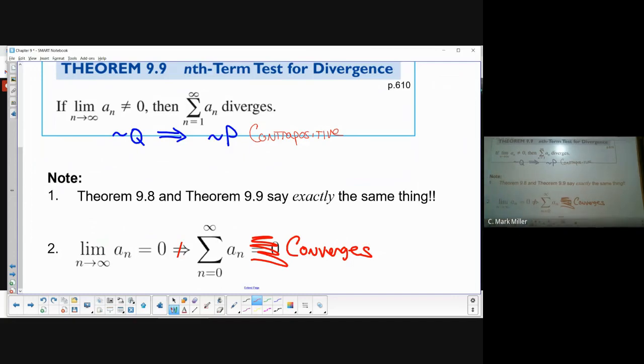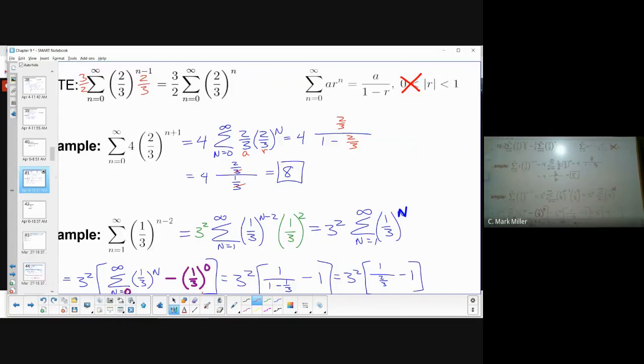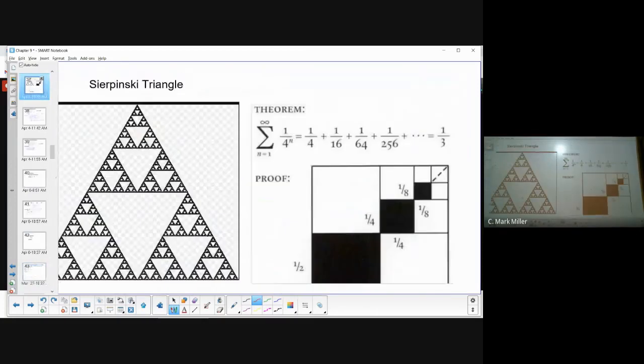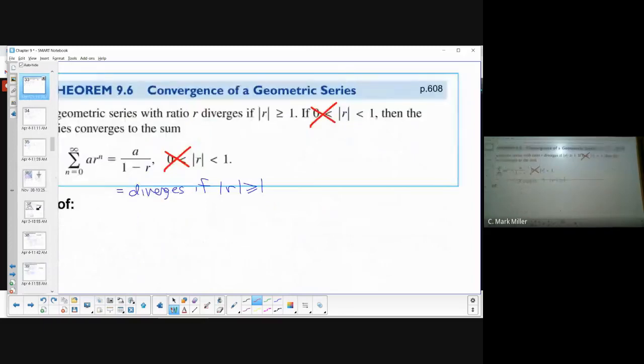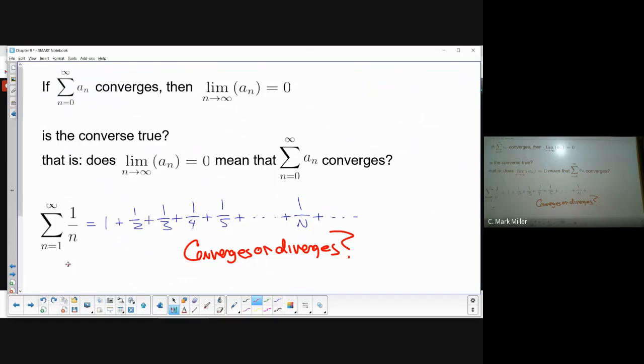Now, you remember the other day where we left off. This is a discussion we were having on this slide. If this converges, then the limit of the nth term goes to 0. Is the converse true? If the limit of the nth term goes to 0, does that mean it converges? The answer is no.